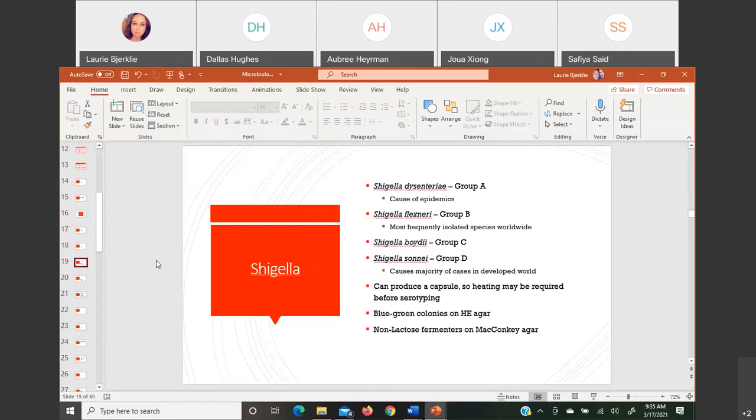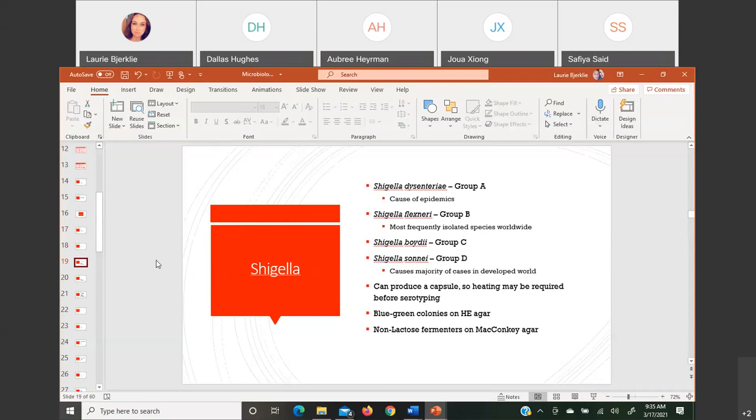Okay, Shigella. There are four main groups of Shigella. Shigella dysenteriae, group A. You don't have to remember the group names on these; I wouldn't bother. Just know Shigella dysenteriae causes a lot of epidemics, then Shigella flexneri, Shigella boydii, Shigella sonnei. So again, a lot of food poisoning and diarrhea stuff is linked with Shigella. On HE agar, we already mentioned they're blue-green colonies. On XLD, they are clear. And they are non-lactose fermenters on MacConkey agar, so they will be a clear color.